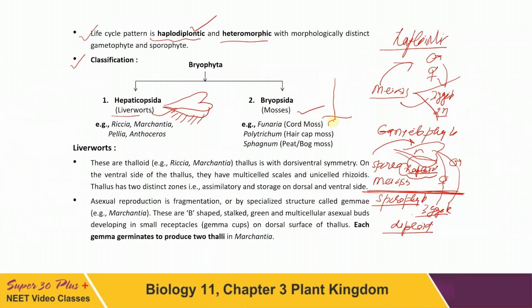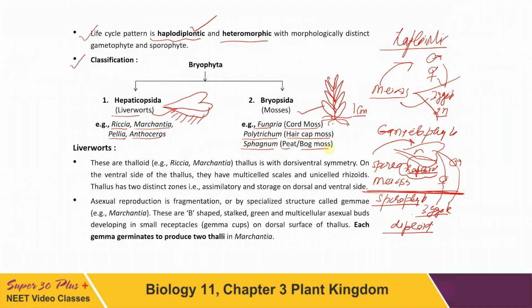This is not a true stem. These are rhizoid structures, and we have spirally arranged leafy structures, that is moss. But that is small in size, about 1 centimeter. Some of the important examples of liverworts are Riccia, Marchantia, Pellia and Anthoceros. While the mosses: one is Funaria, commonly known as cord moss, one is Polytrichum, known as hair cap moss, and this is Sphagnum, known as peat or bog moss.